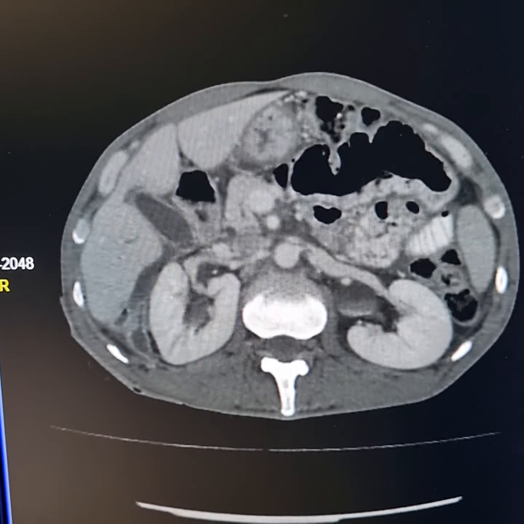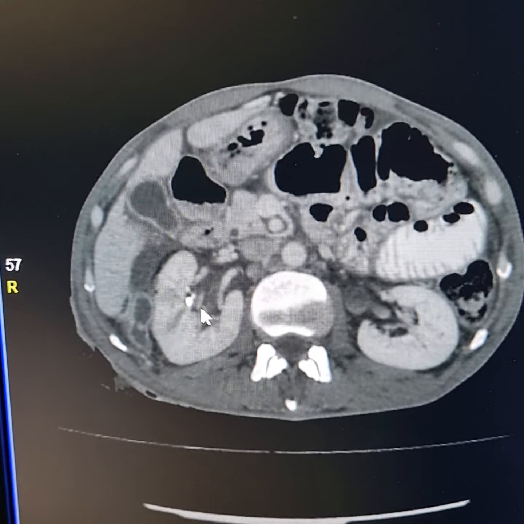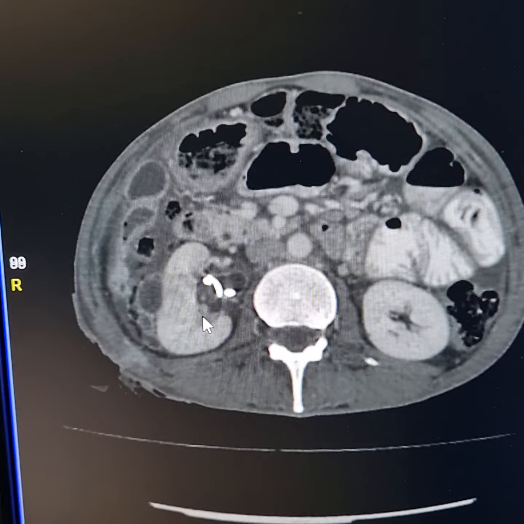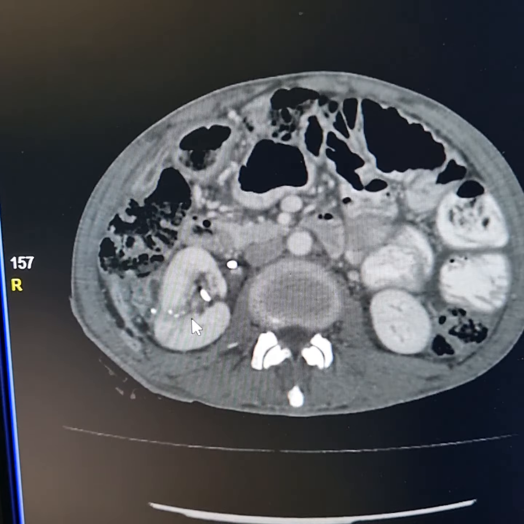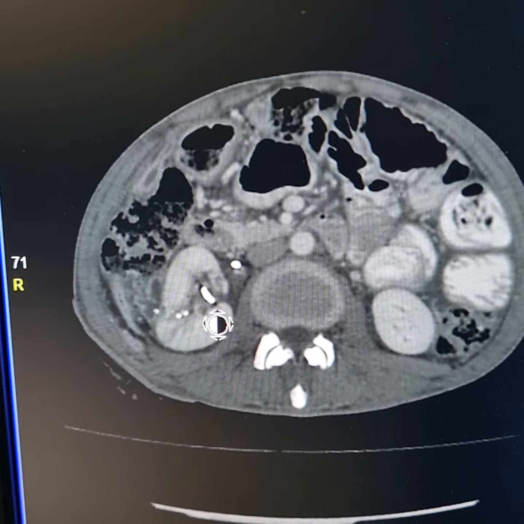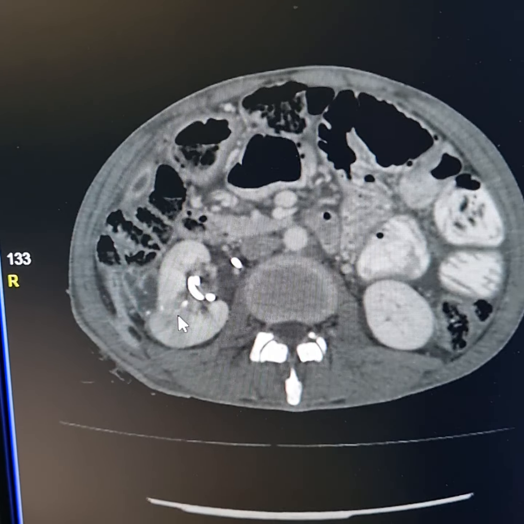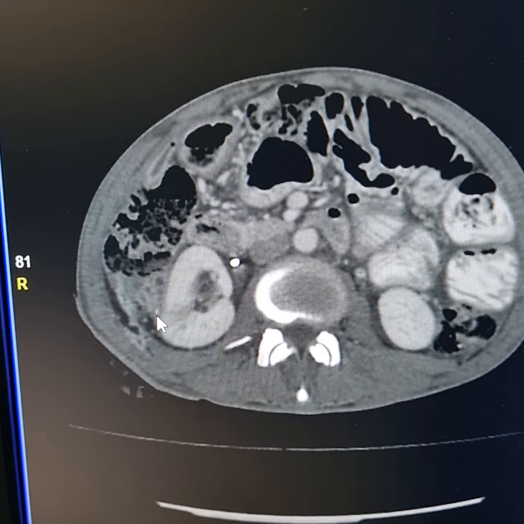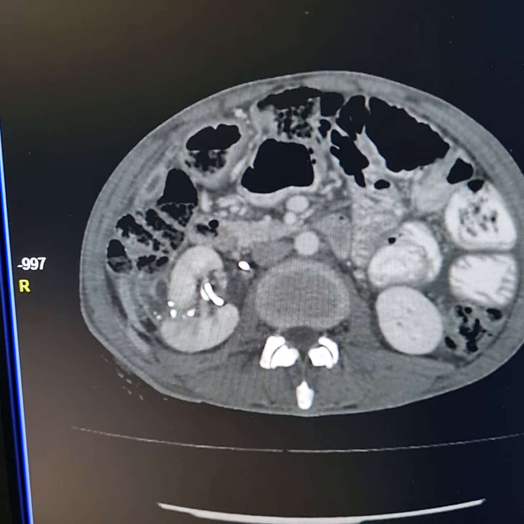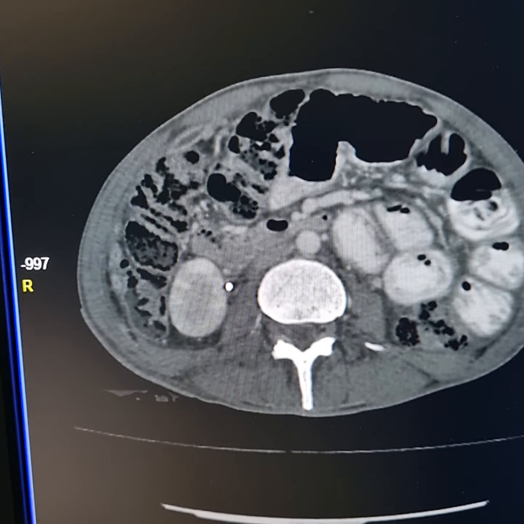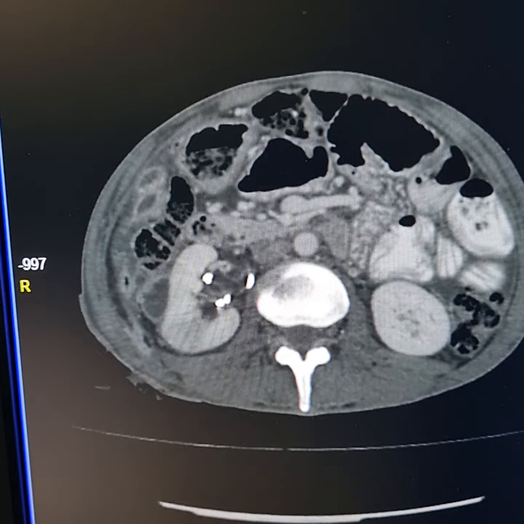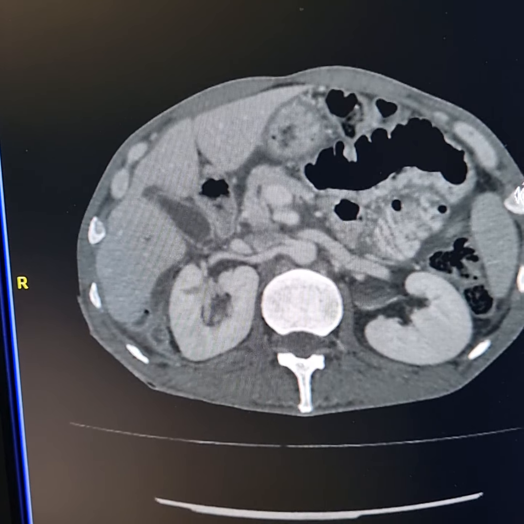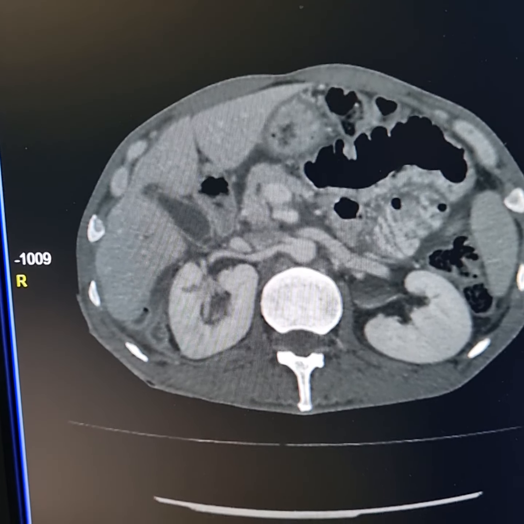Now please see his right kidney. These are multiple calculi lying in the slightly dilated collecting system. Now this is the site of the surgical intervention. Multiple calculi are present in the collecting system as well as in the renal parenchyma and in the perinephric space. Hypodense areas are present in the lower and middle parts of the right kidney.